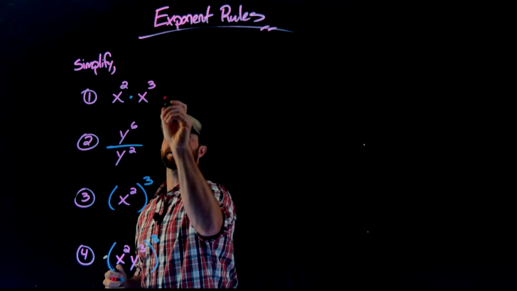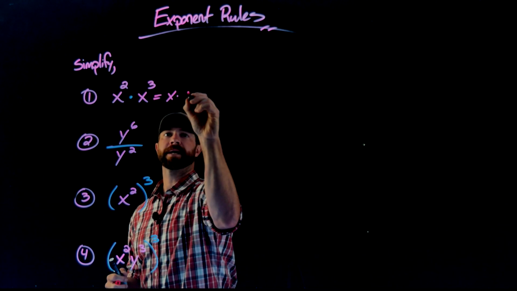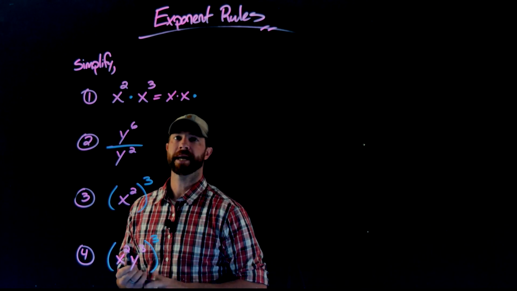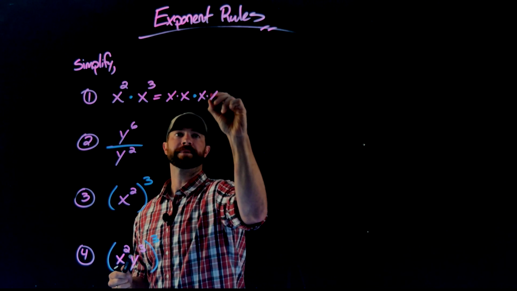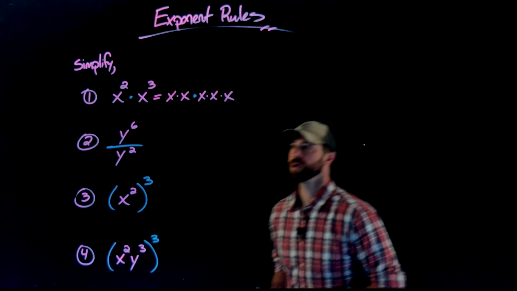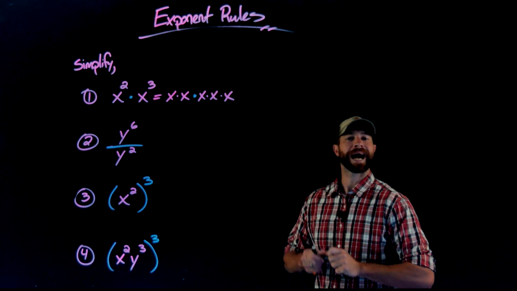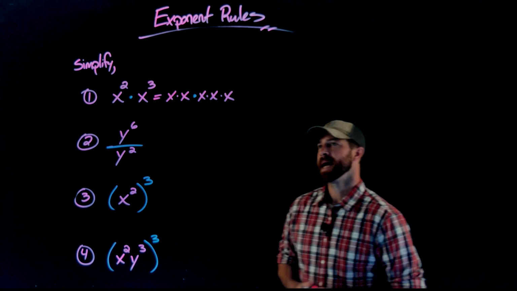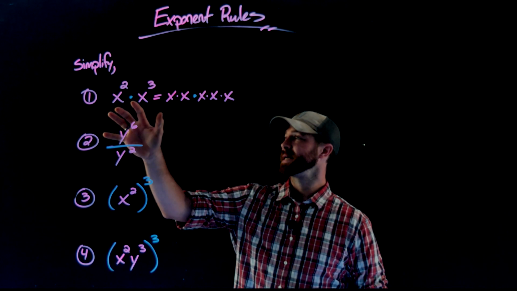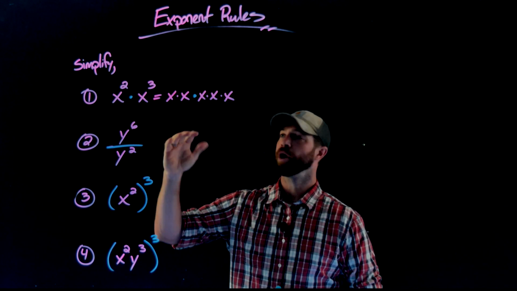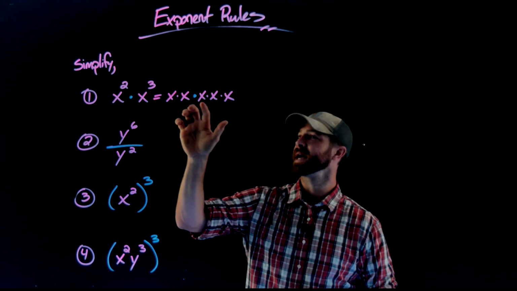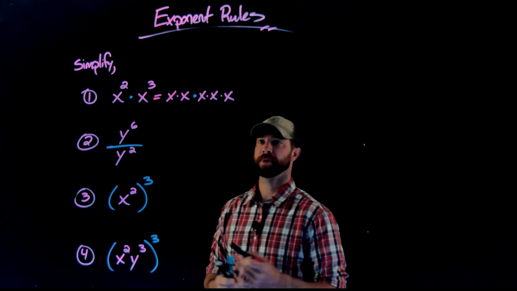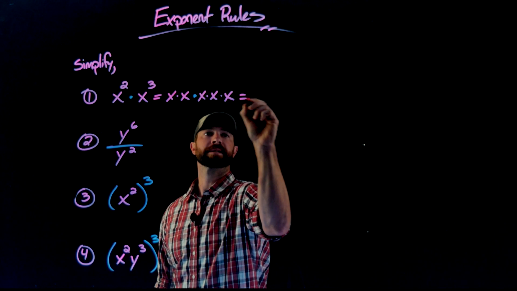X squared times x to the 3rd would be x times x, and then so that's x squared, times x times x times x. So all I've done is rewritten that expression without the exponents, but now the thought is, can I combine that in any way? And I can. Because the operation connecting these two expressions is multiplication, all I have now are 5 different x's being multiplied straight together. I can simplify that expression into x to the 5th.